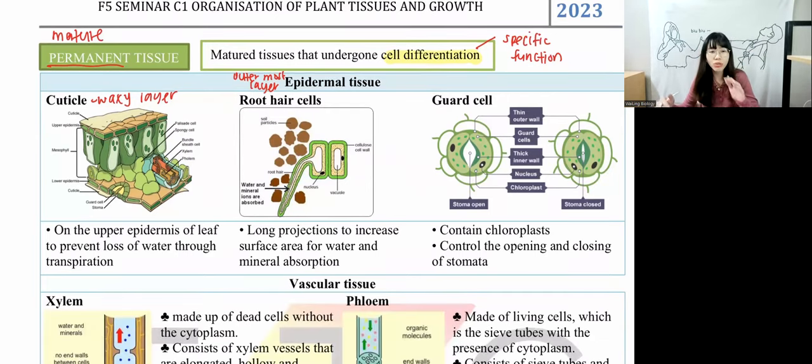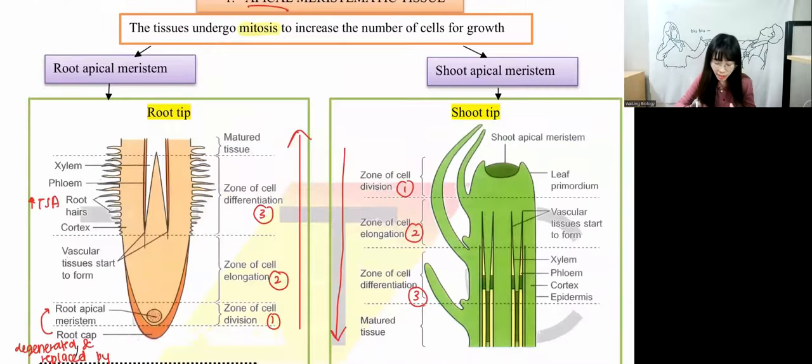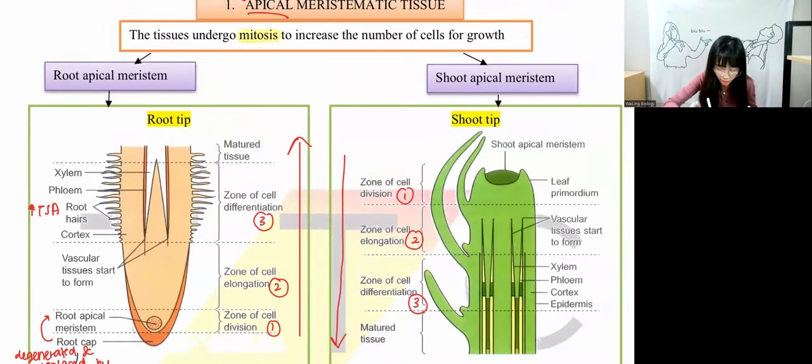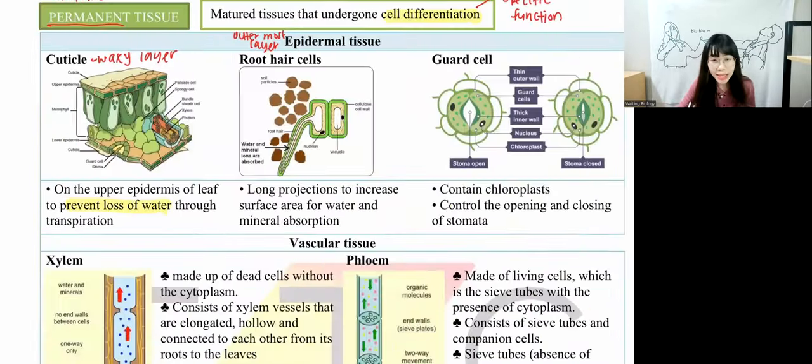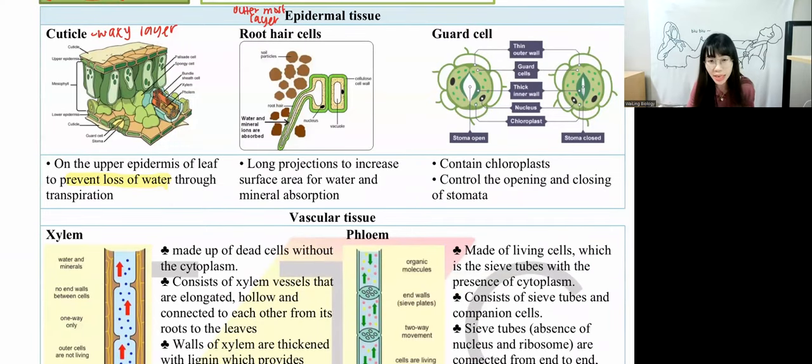This is the function of cuticle, to prevent loss of water through a process called transpiration. Transpiration means water loss process. Okay, we have root hair cell. What is a root hair cell? Root hair cell is the one that we see over here. Can you see the line over here? All of these, inside? We have root hair cell. We have many, many root hair cells. The reason why we have many root hair cells and they are longer is because they want to increase surface area. When the surface area is larger, they can absorb more water and mineral.